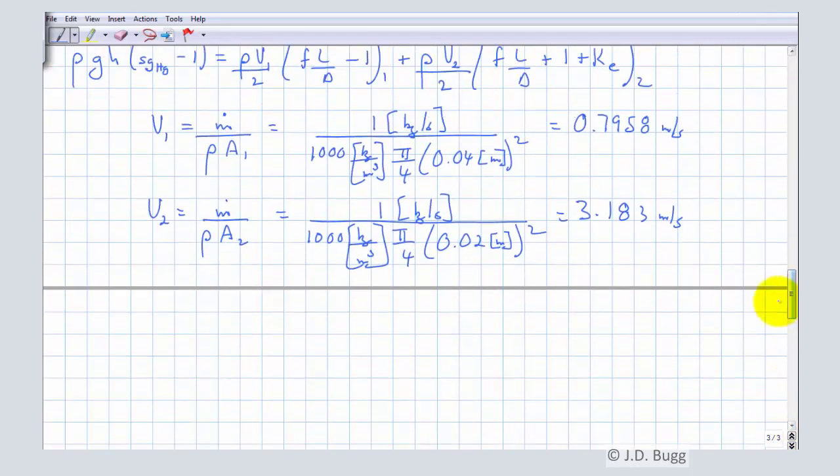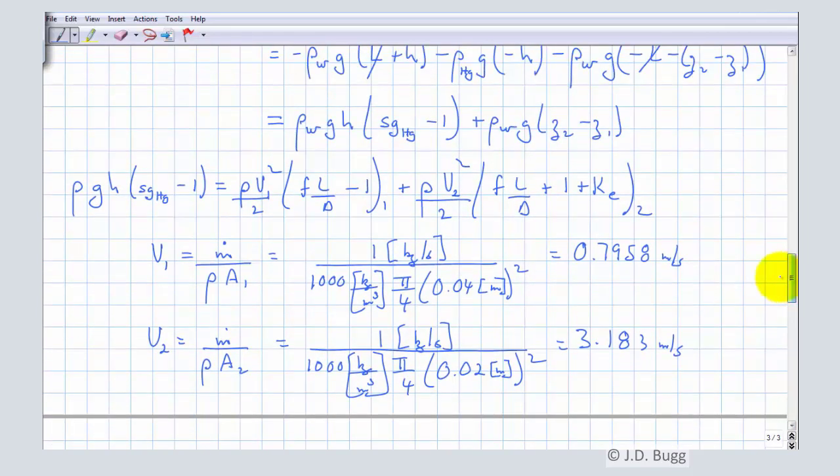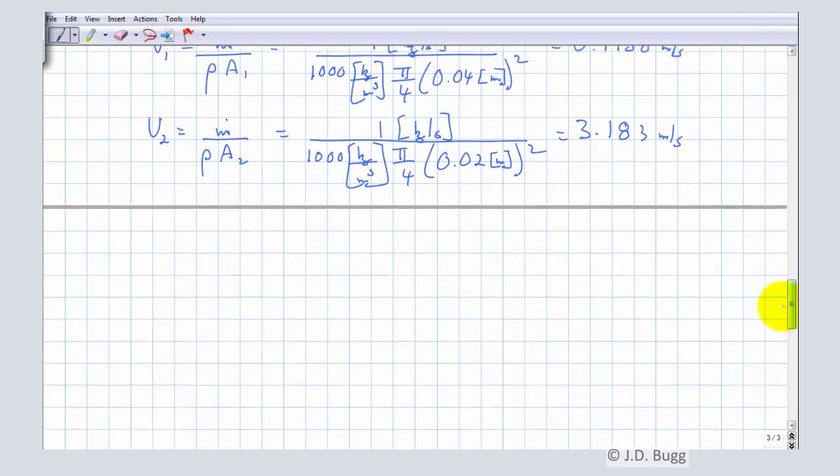So we have the two velocities. So we take stock of what we know and what we don't know. Density we know, g we know, h we know, specific gravity we know, so everything on there we know. We figured out this velocity, figured out that one. The only things left here are these two friction factors. Notice they're different because the Reynolds number is different, so we have to calculate those two Reynolds numbers.